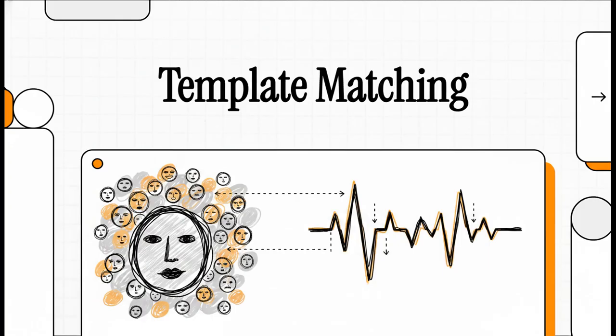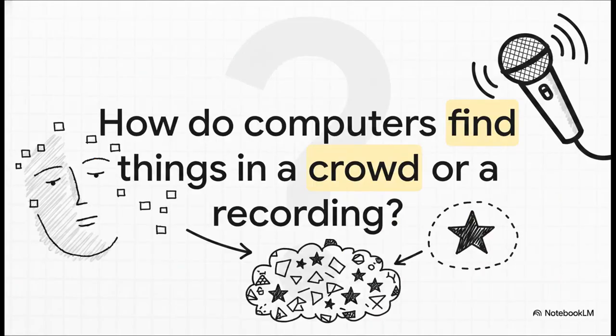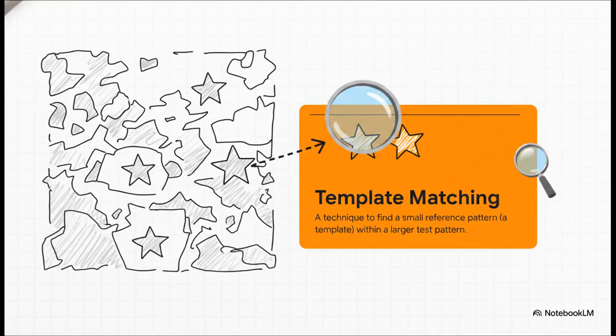all work: template matching. Right, so think about it. Facial recognition, voice assistants, at their core, they're all doing the same thing. They're trying to find one small known pattern inside a much bigger, much messier chunk of data. So how on earth does that search actually work under the hood? The answer is a classic technique called template matching.